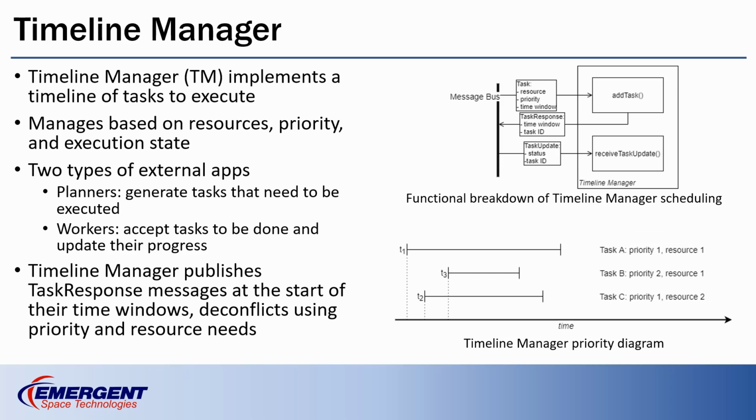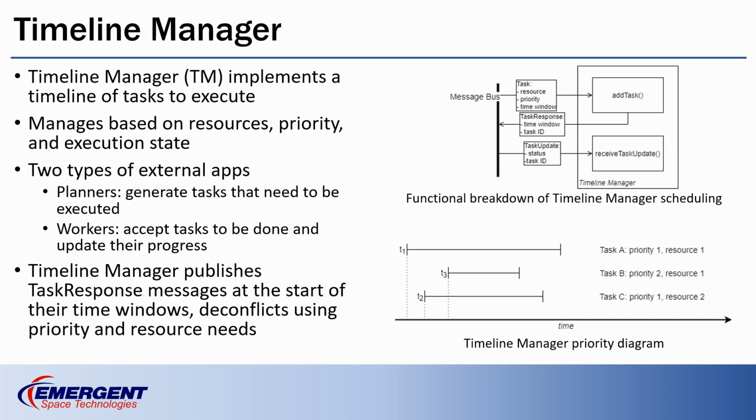Let's talk about the Timeline Manager app. The timeline manager is responsible for implementing a timeline of tasks that need to be executed by the system. It manages between different tasks based on the resource needed by the task, the relative priority of a task, and then its execution state. Tasks can be in several states from when they're scheduled to when they're completed.